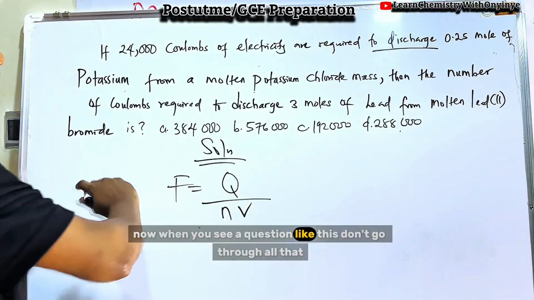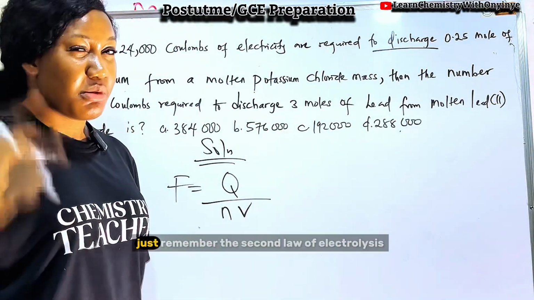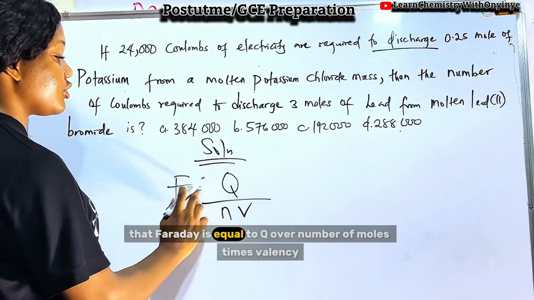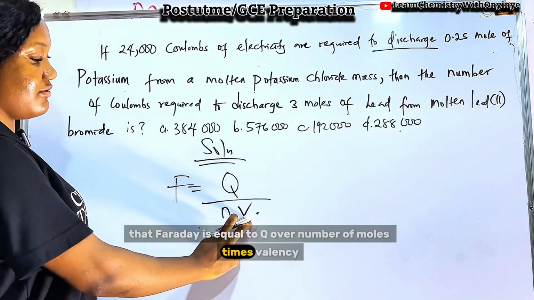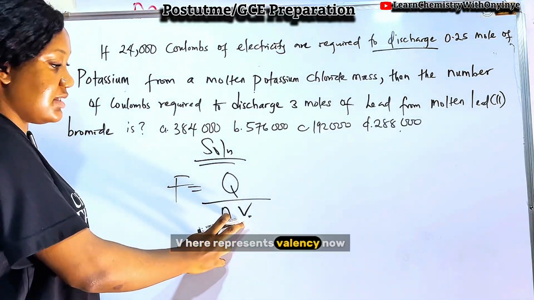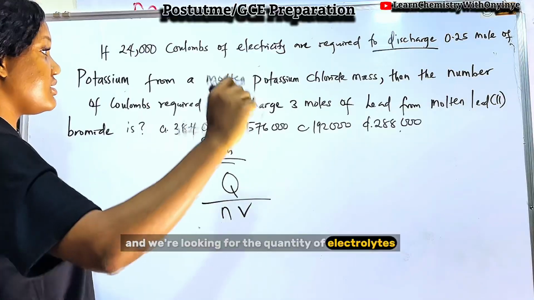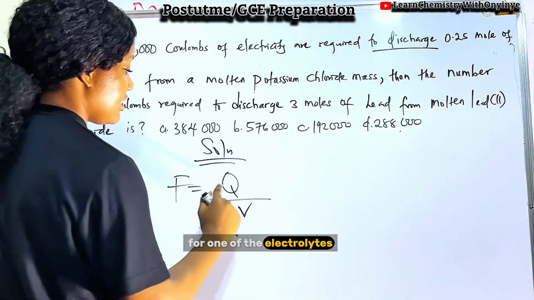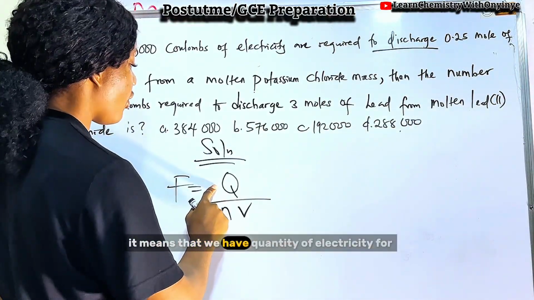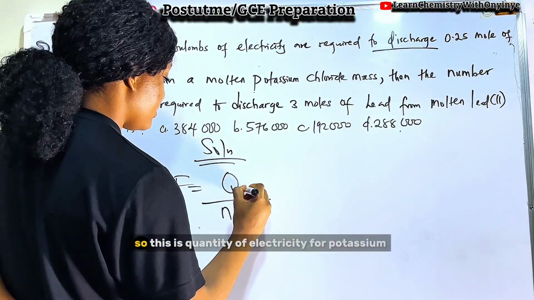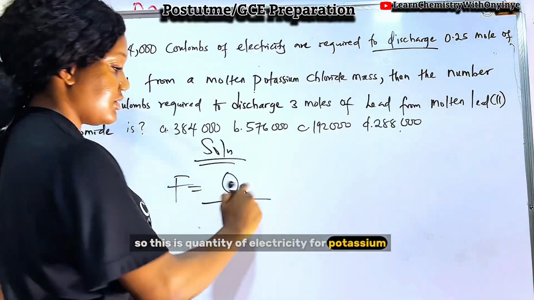Now, when you see a question like this, don't go through all that. Just remember the second law of electrolysis and remember this formula that Faraday is equal to Q over number of mole times valency. V represents valency. Now, when we have two electrolytes and we're looking for the quantity of electricity for one of them, it means that we have quantity of electricity for what is discharged here, potassium. So this is quantity of electricity for potassium.